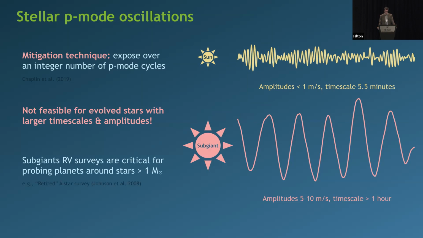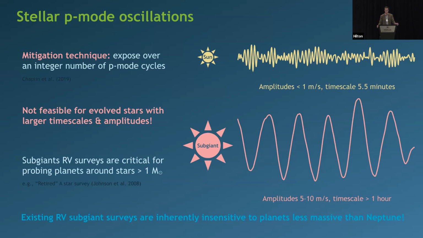This was a lot of the goal driving the Retired A-Star survey started by John Johnson. But without any approach to mitigating these P-mode oscillations, that means that these existing RV subgiant surveys are inherently insensitive to planets less massive than about Neptune mass. And if you go to longer separations, this can approach Saturn mass.